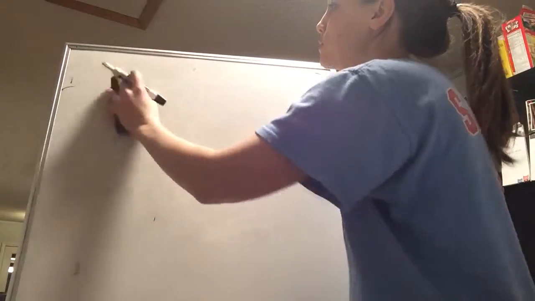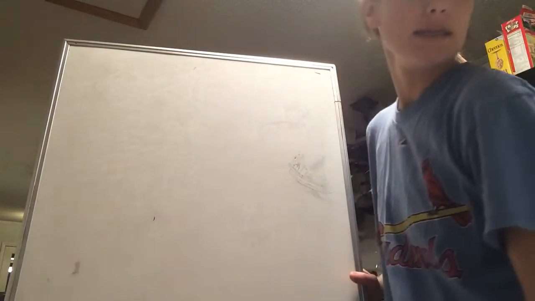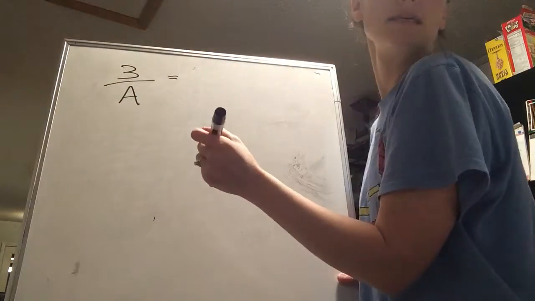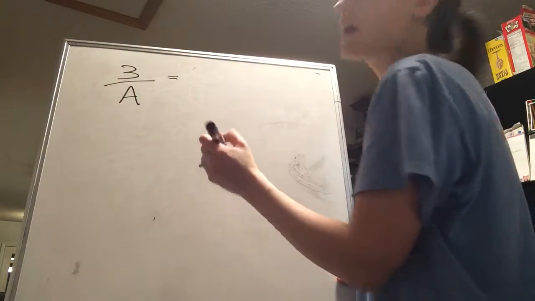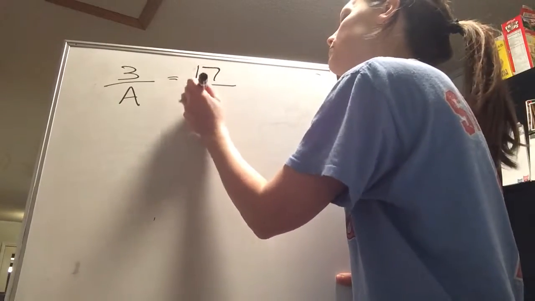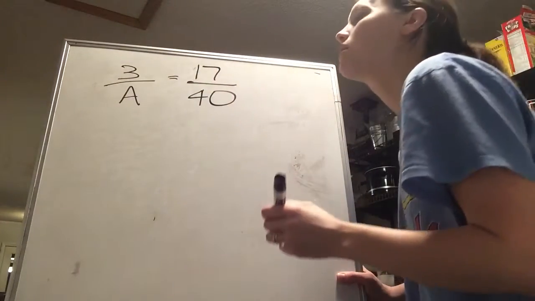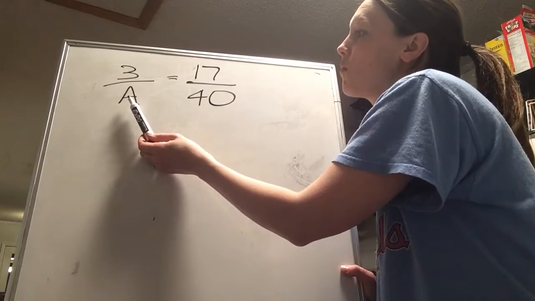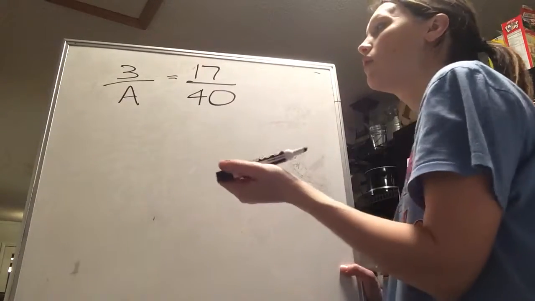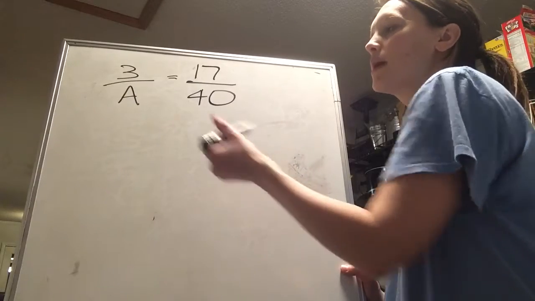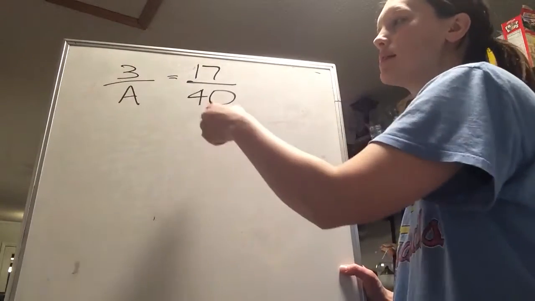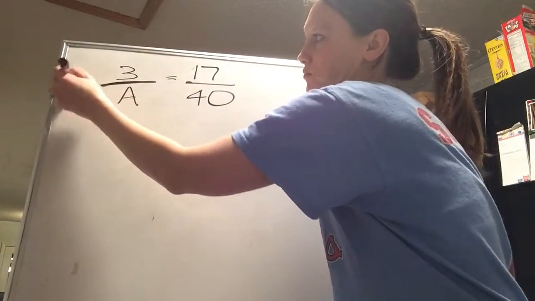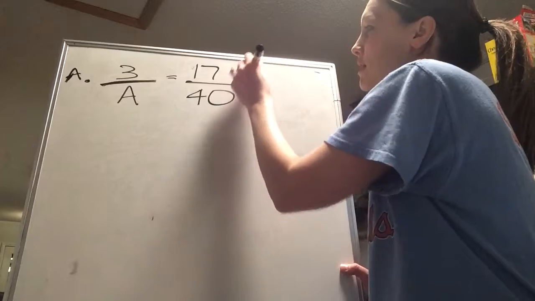Now, the next one shows us if the unknown is in the denominator and we need to solve for it. So let's say we have to solve for a in this one. 3 is to a as 17 is to 40. So what is a? To get a by itself, we can't just multiply by 1/3 because it's in the denominator. So you have to multiply by a to get it out of the denominator.